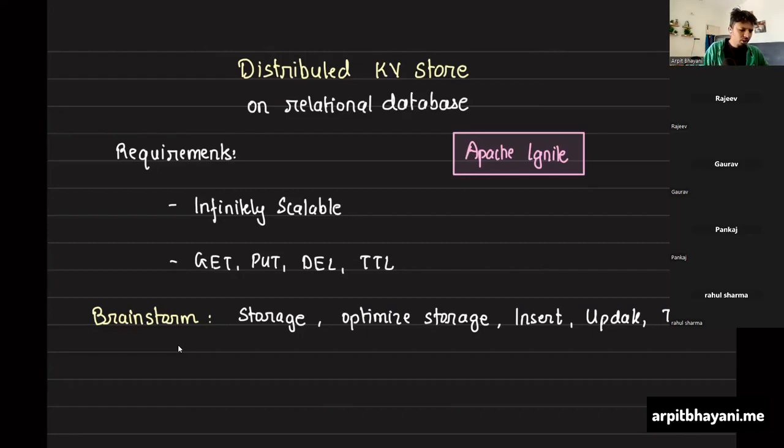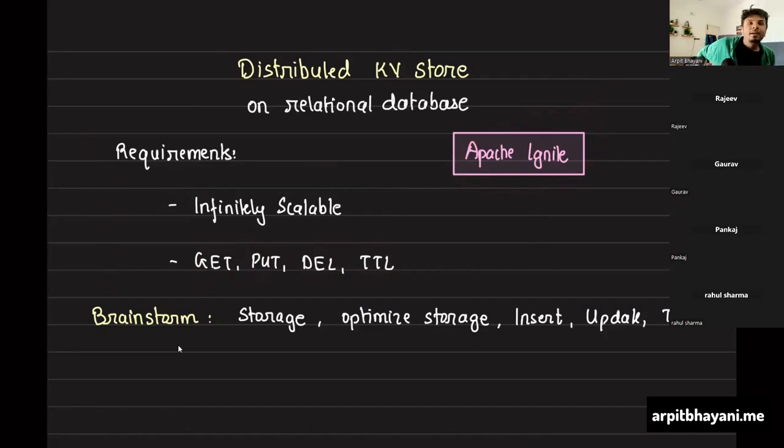So the requirement for this is that it needs to be infinitely scalable. By default, everything needs to be infinitely scalable. The core operations that we support are get, put, delete, and TTL: getting a key, putting a key, deleting a key, and a TTL expiration on it, auto expiration of keys. And this is not some made up design. Apache Ignite, one of the most popular key value stores built on top of a relational DB, supports this. And for me to understand the system in depth, I went through their source code. As simple as that.